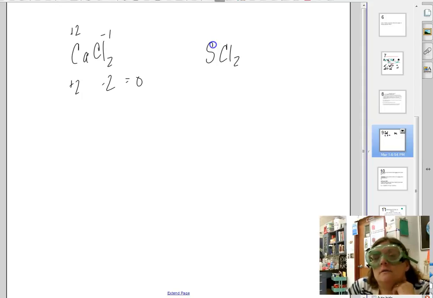Sulfur dichloride. Once again, chlorine is a halogen. And the rule on halogens: fluorine is always -1. Chlorine is always going to be -1 unless it's with oxygen or fluorine. So, it's with sulfur. That's not oxygen. That's not fluorine. It's a -1. There are 2 of them, total of -2. That sulfur has to be a +2. Okay?